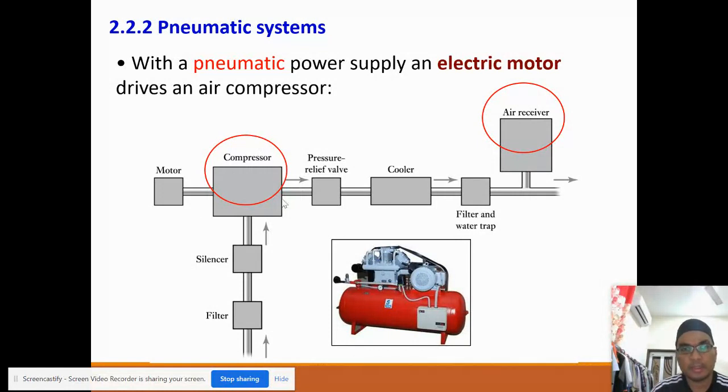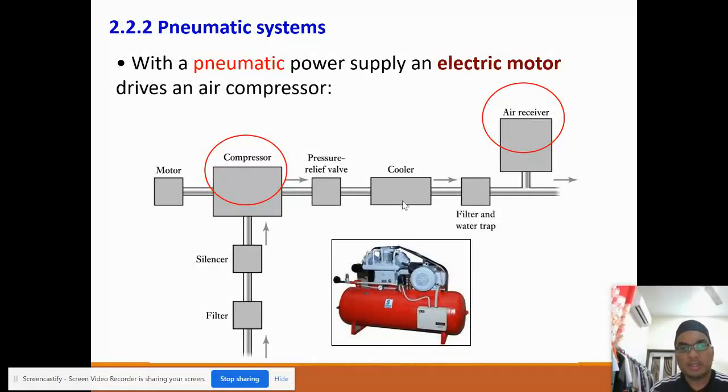There are different compressors that we can use. We have three types of compressor, which I will show you after this. That sends the compressed air towards the pressure relief valve. It has the same function as in a hydraulic system, which is to control the safety level of the pressure. This one controls it for the air, while in hydraulics it controls it for the oil.